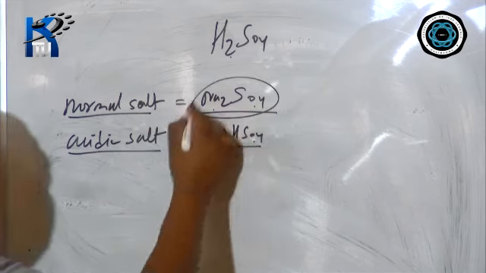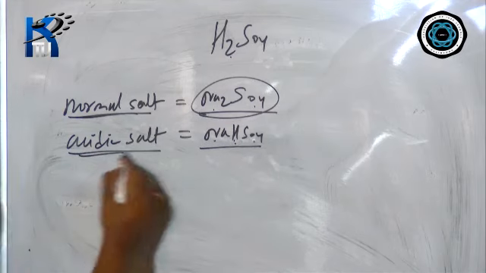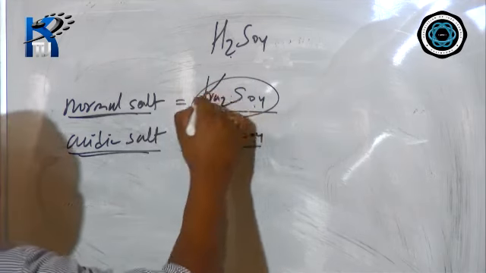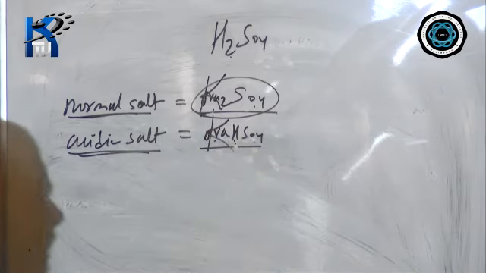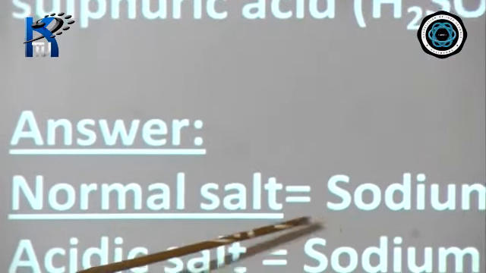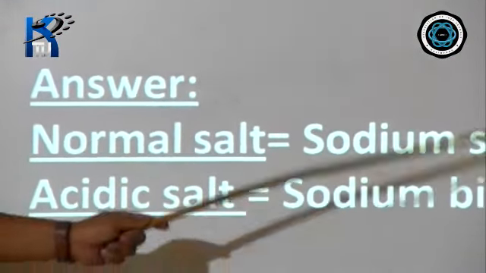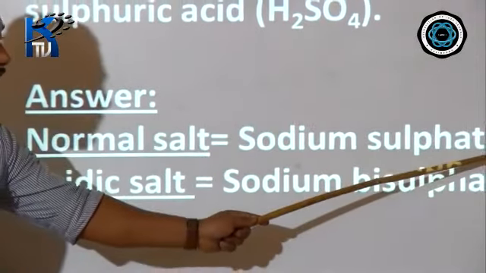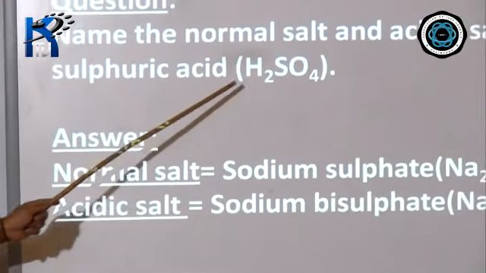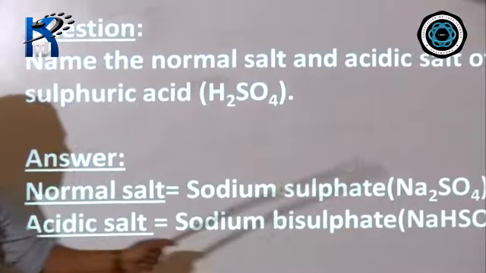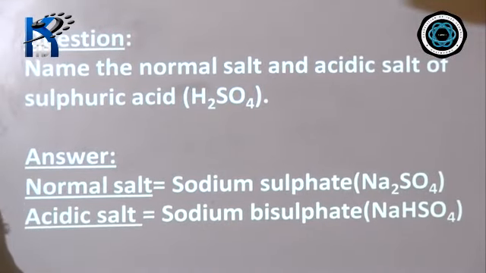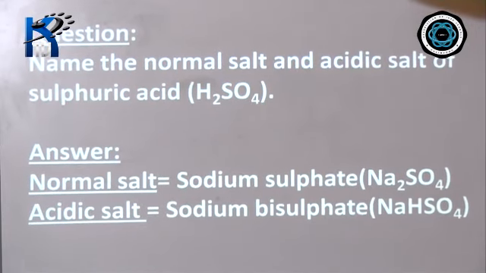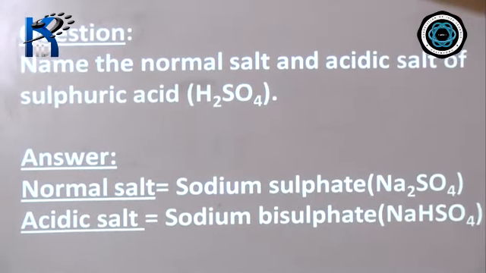So if there is no hydrogen, it is a normal salt; you can see there is 1 hydrogen, so it is an acidic salt. And in place of sodium, you can even put potassium. That means potassium sulfate, potassium bisulfate. So you can see the answer there now. The normal salt example is sodium sulfate because I have replaced 2 hydrogens with 2 metals, that is sodium. And acidic salt means I have replaced just 1 hydrogen with 1 metal like sodium. So this is how you can determine the acidic salt and normal salt of a given acid if it comes in the exam. So you can take a screenshot of this for reference.